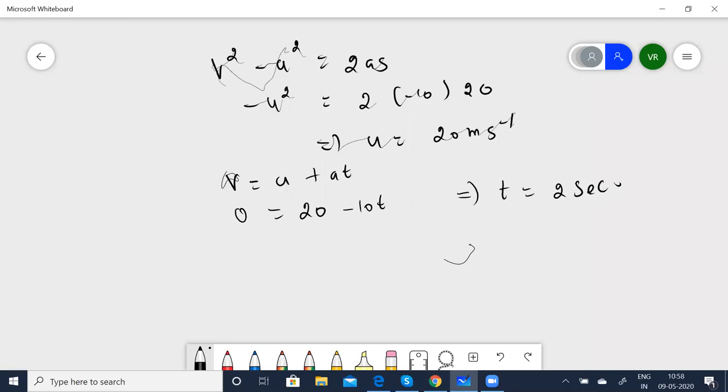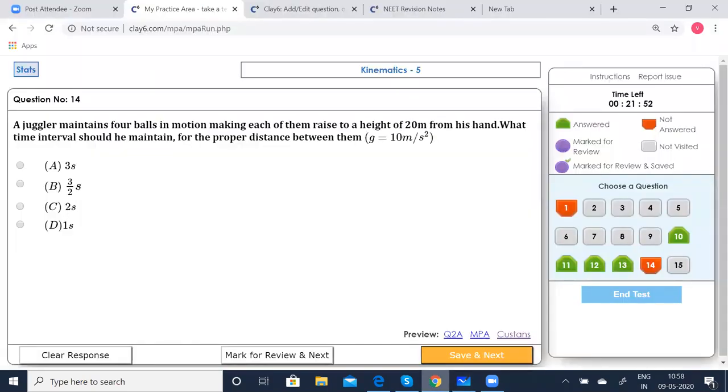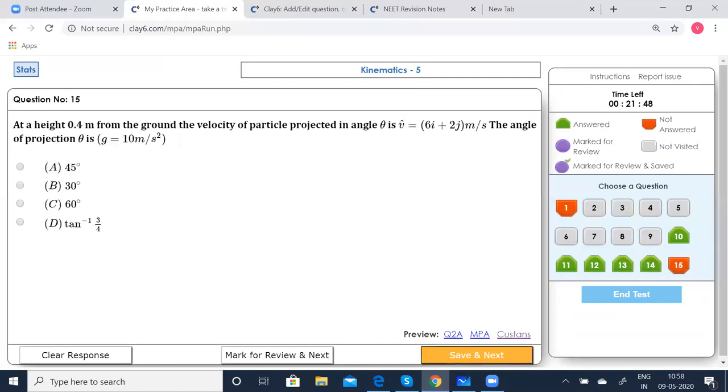So each ball must be thrown at an interval of 4 by 4, that is 1 second, so that it can be maintained at a proper distance. Let's see which option. Option D is correct, 1 second. Save that. Going to the last one.